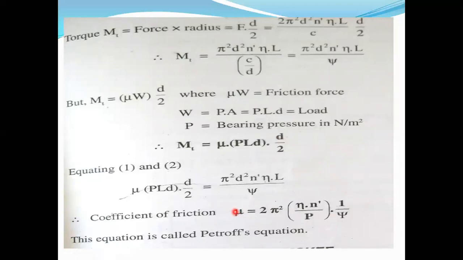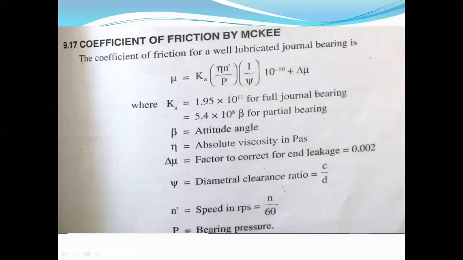And next is another formula, to calculate the coefficient of friction by McKee's. It is another scientist who has given another formula to calculate the coefficient of friction. We don't have any derivation, so we directly take the formula. mu is equal to Ka eta n dash by P into 1 by xi into 10 to the power of minus 10 plus delta mu. This is the formula we are going to use to calculate mu based upon McKee's.